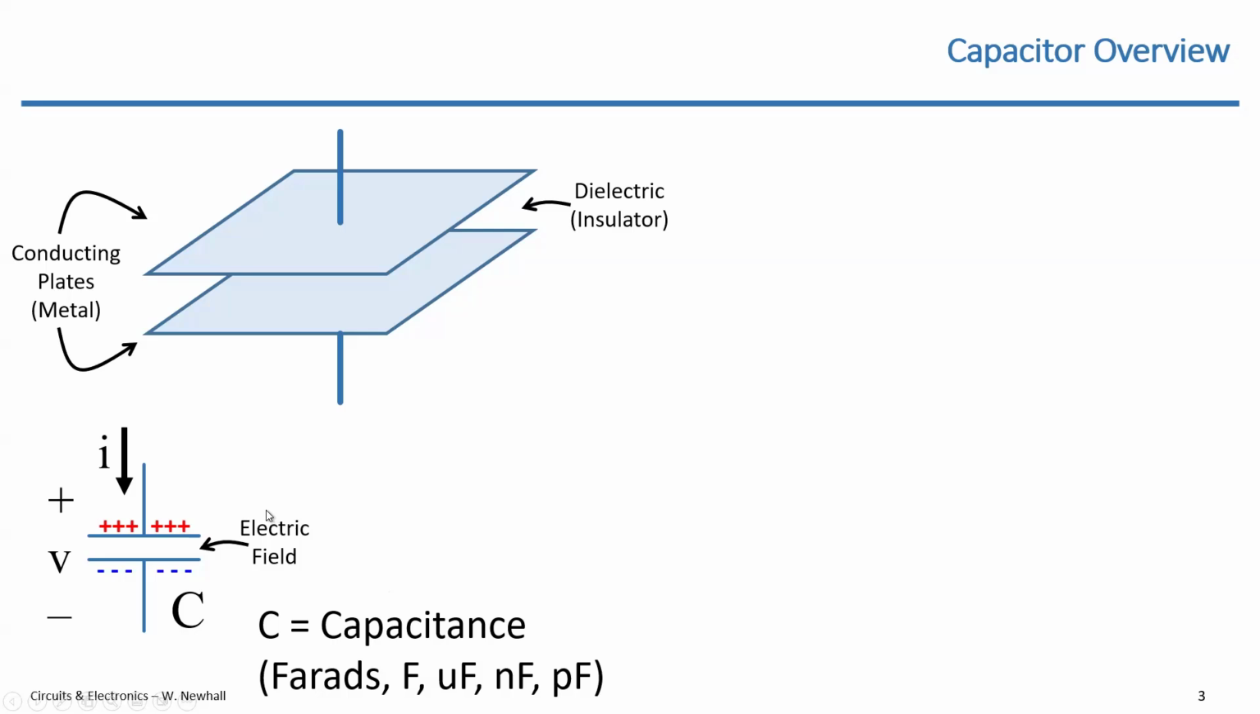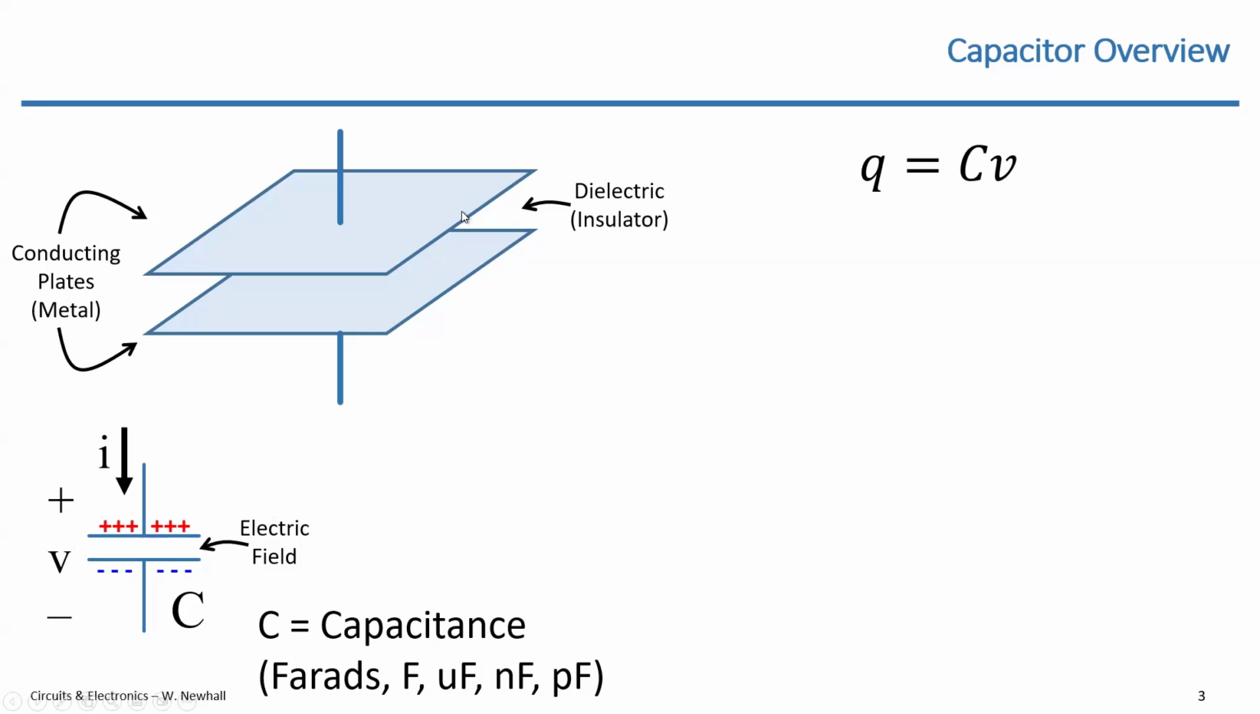And what you can do is you can relate the charge stored by the capacitor to that capacitance value and the voltage. Q is equal to C times V. Okay, so C is the capacitance. That capacitance is related to a few things.